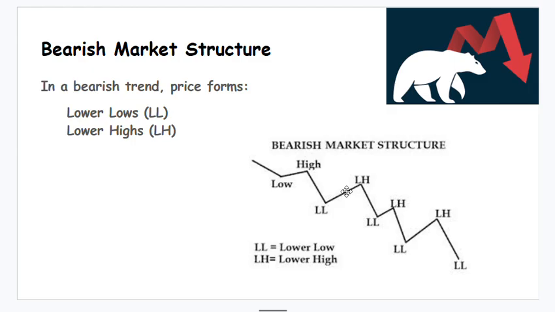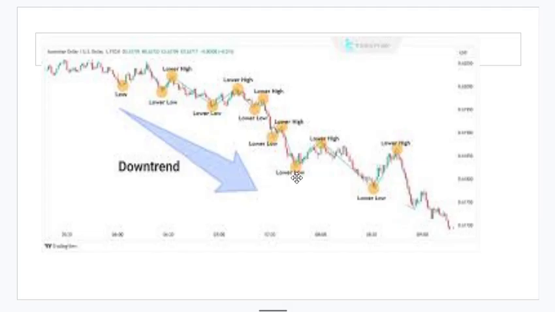Next, we have a bearish market structure. In a bearish market structure, price is forming lower lows and lower highs. So the new low is lower than the previous low, that's why it's called a lower low. And the new high is lower than the previous high. That's why it's called a lower high. And this is what it looks like on the price chart.